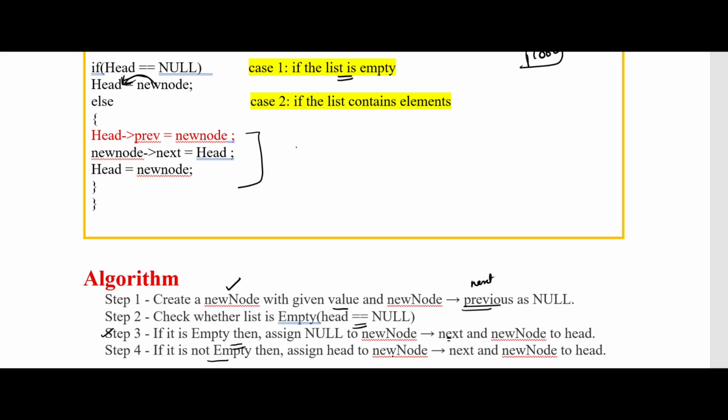If it is not empty, this point we have to do. What is that? New node of next to head, this part, and then head to new node. So these are the assignments, as well as new node to head of previous. These are the assignments we have to do. So that's all about the algorithm for this case.